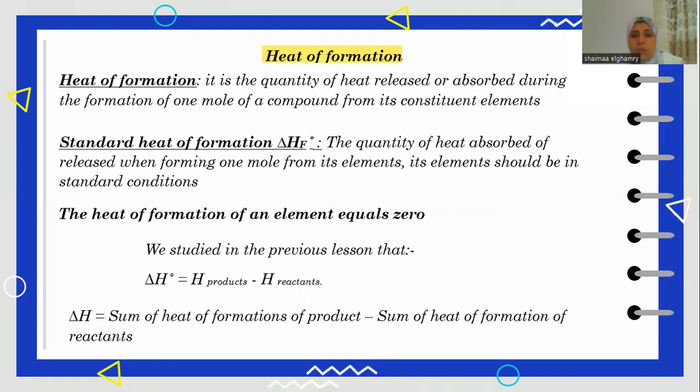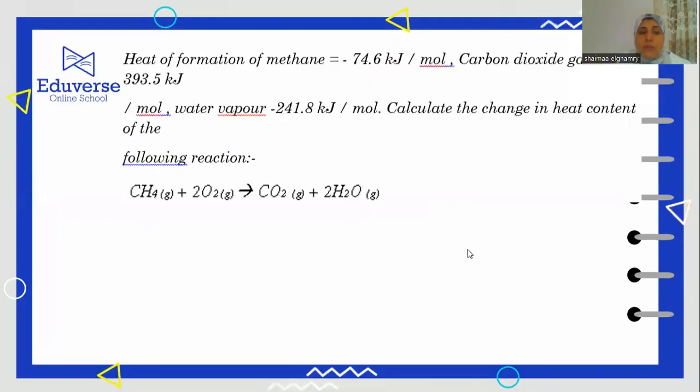Heat of formation of an element equals 0. So if we are going to calculate delta H using the standard heat of formation, it equals heat of products minus heat of reactants. Here delta H will be the sum of the heats of formation of products minus the sum of the heats of formation of reactants.